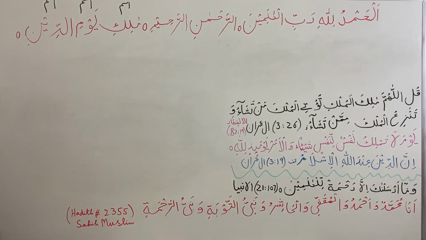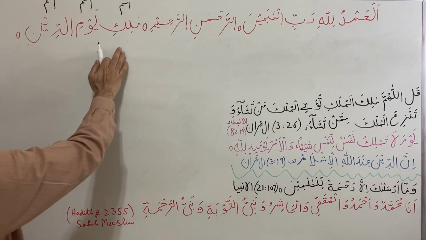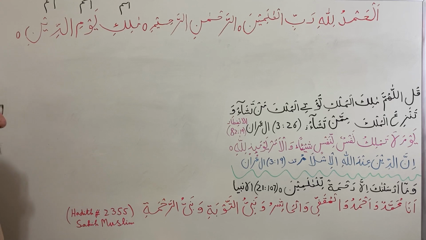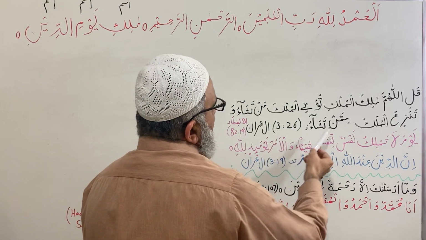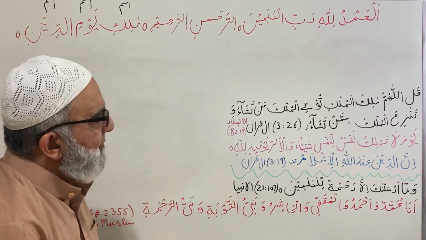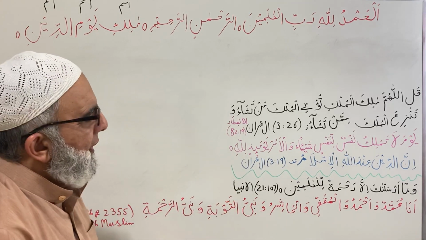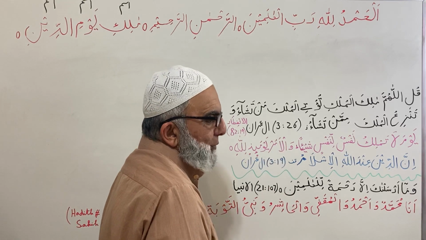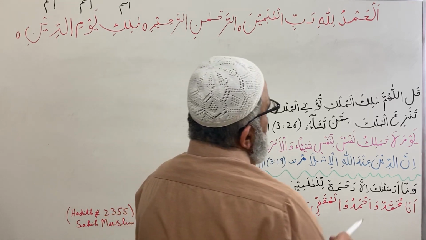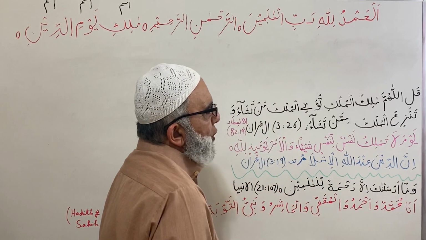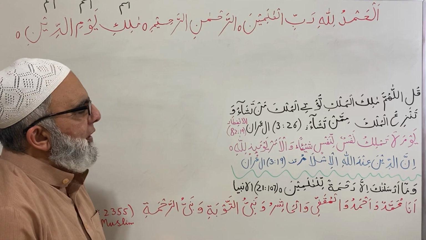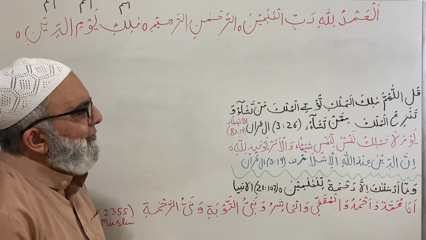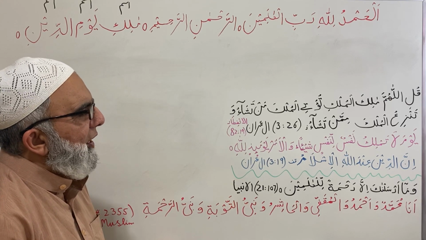Now we can talk a little bit about these words. Here the word is used, Maliki Yawmiddin. These words are also shown in the Quran at different places. There is a very famous ayat in Surah Al-Imran. It is the 26th ayat in Surah Al-Imran. In this ayat Allah mentions: Bismillahir Rahmanir Rahim, Qulillahumma malikal mulki tu'til mulka man tasha'u wa tanzi'ul mulka mimman tasha'.